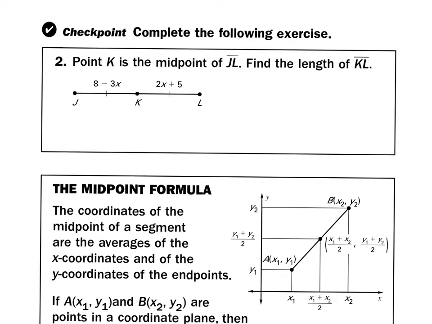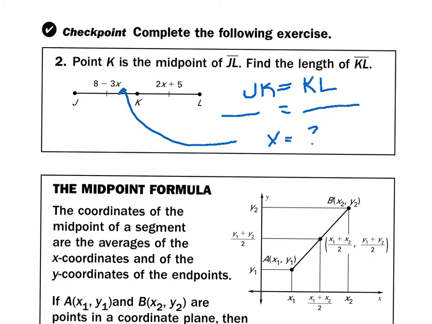Okay, checkpoint 2. Again, I'm going to start you off. So, let's read carefully. Point K is the midpoint of JL. Find the length of KL, the whole thing. So, let me start you off with this. JK equals KL. Now substitute for what you know. Solve it for x. And then put x back in both of these places and add them together to get the whole length.